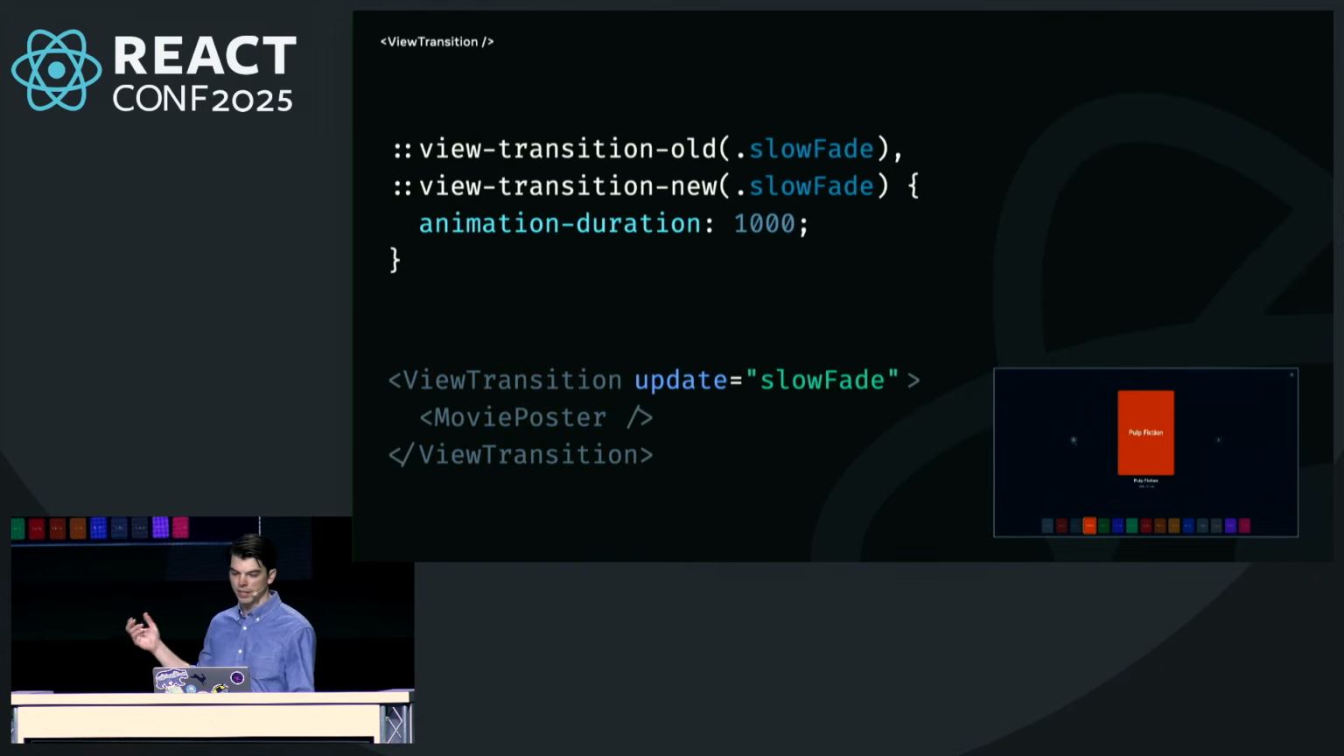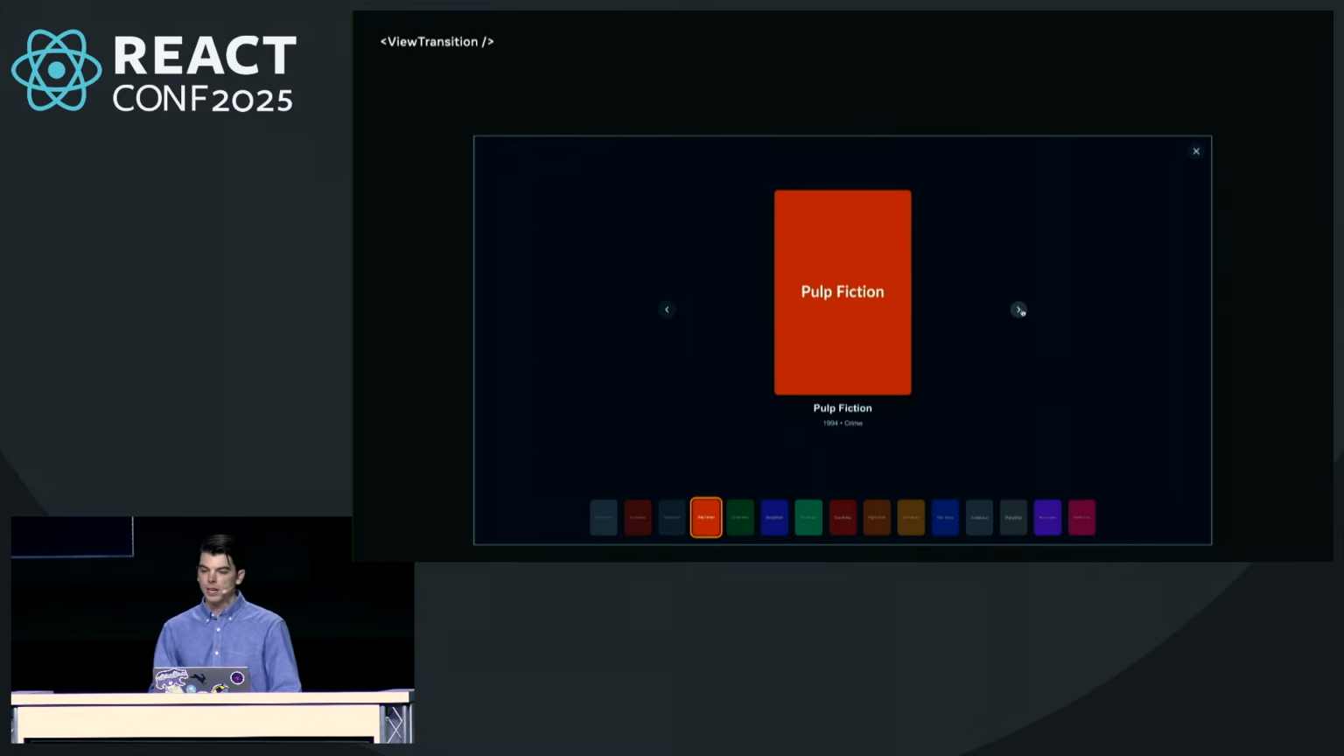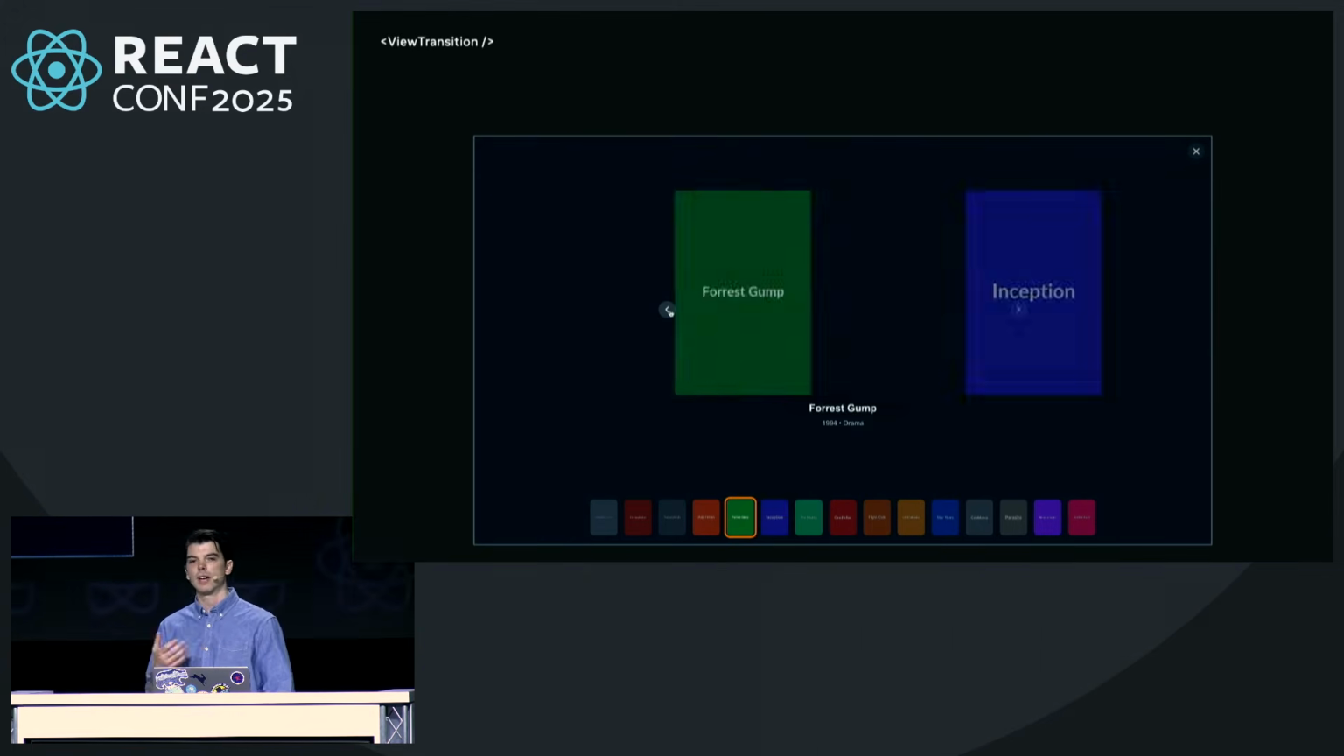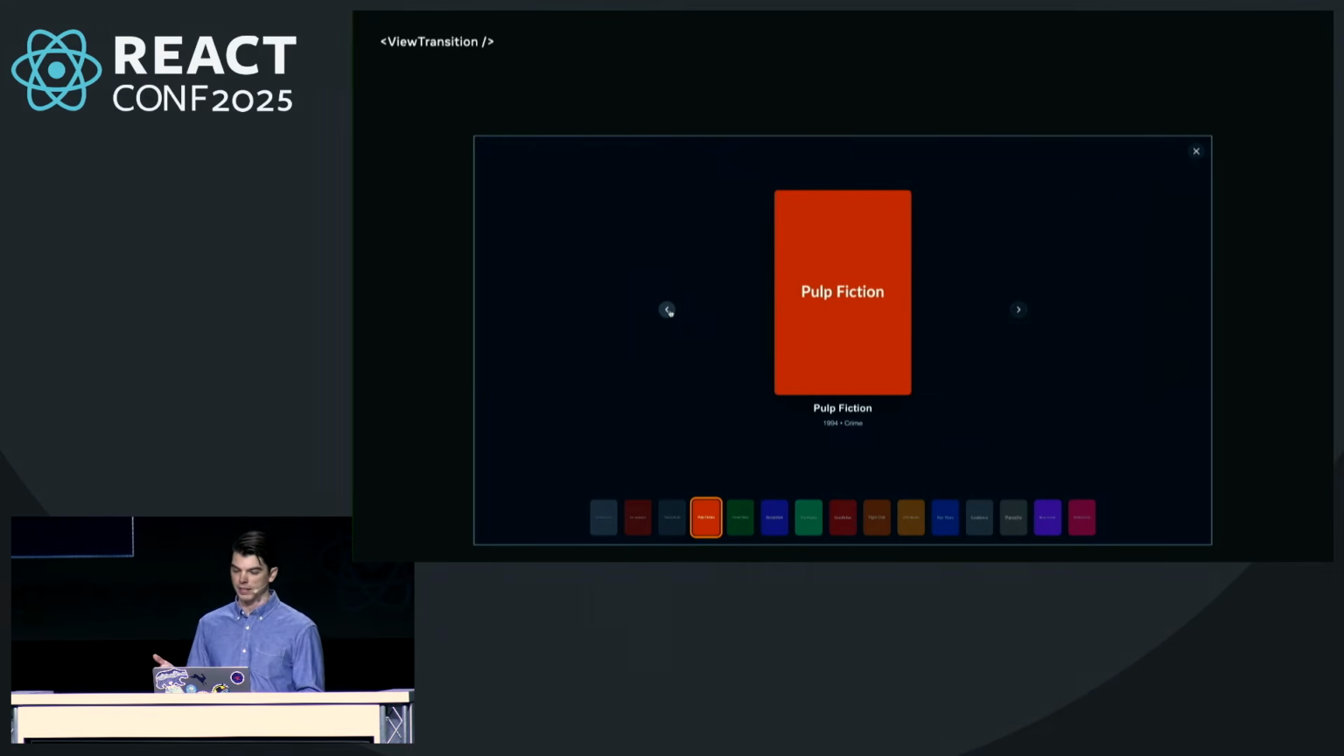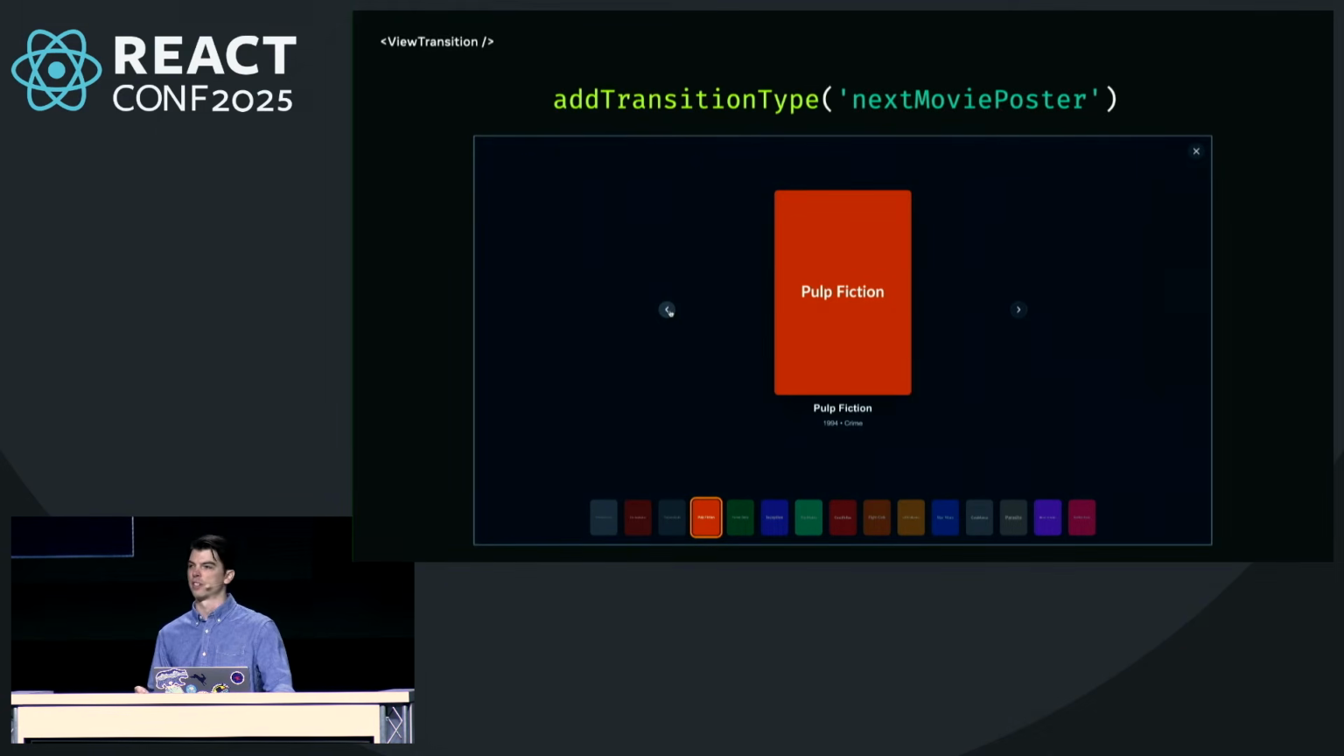And we could customize the effect further by adding the update class name, and then using CSS to style the view transition pseudo elements. And additionally, we might want to customize based on the type of interaction that triggered our update. So in the case of the gallery, there's two possible interactions here. We can click next or previous. And if we wanted that element to slide to the right or left just like this, depending on which type of action we took, we can do so by using a new API, add transition type.